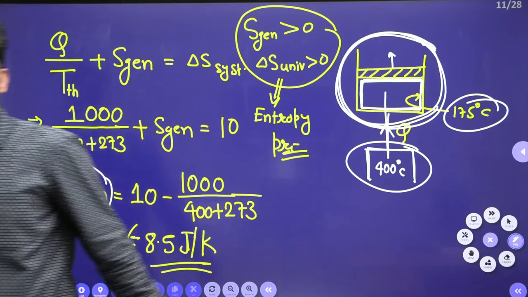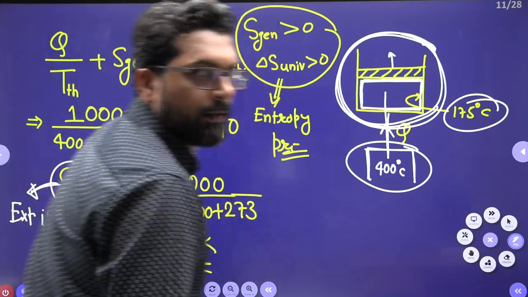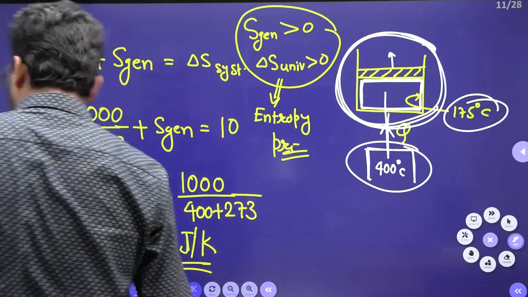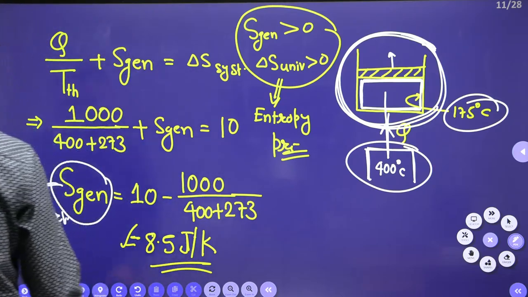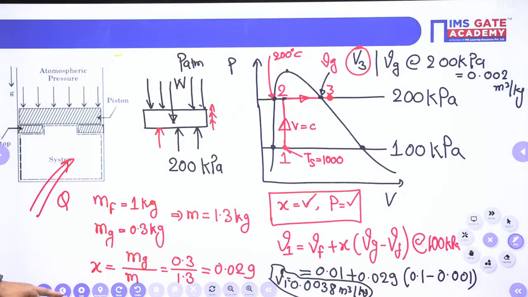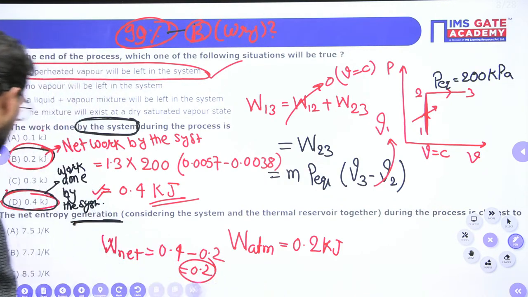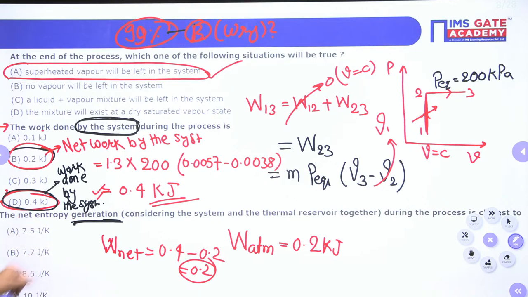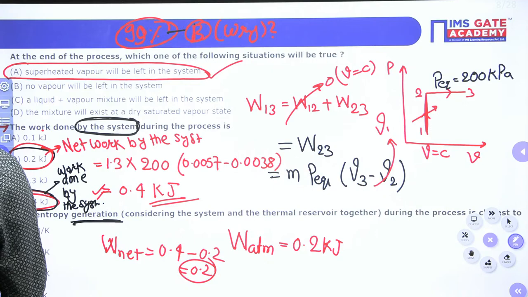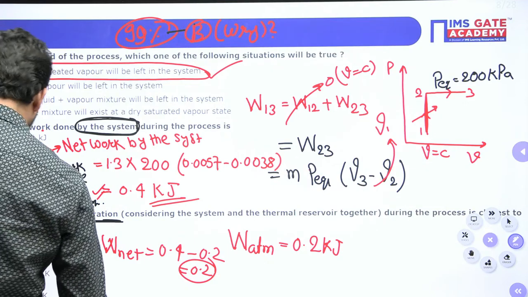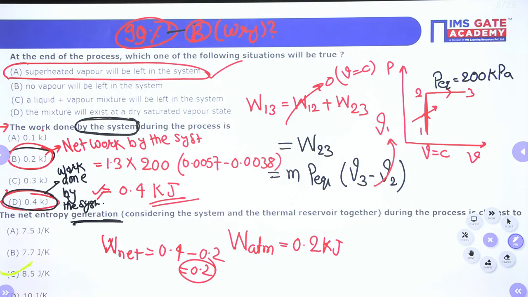Now, see, this is a very important question, in which we have to discuss many things. Okay, so what is the answer for this one? The answer is approximately 8.5. C option is correct. C. Okay, now next problem.